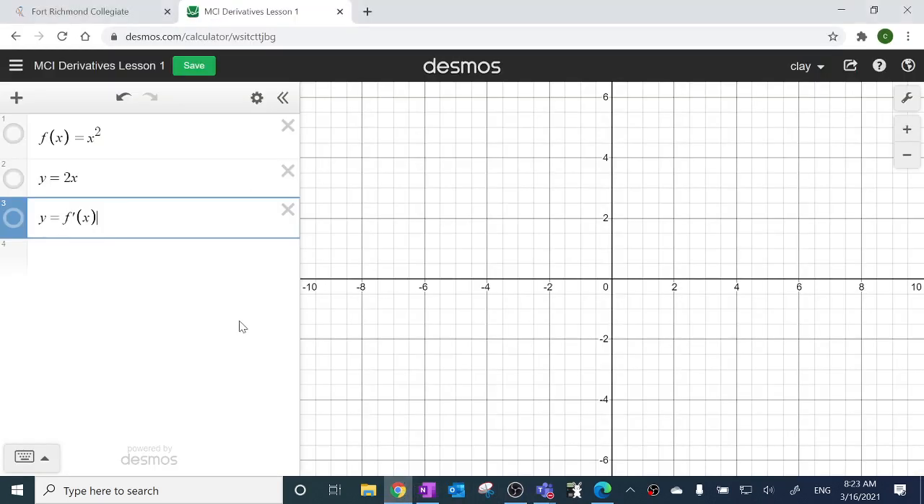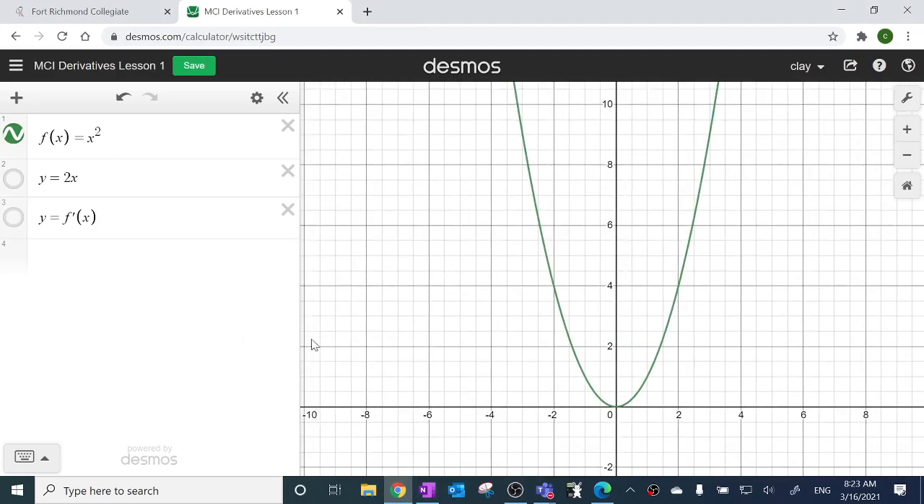Example 1 yesterday, we looked at the graph. We looked at the function, just good old-fashioned parabola, y equals x squared. And we found out that its derivative, which means the equation that represents its slope everywhere, is y equals 2x.